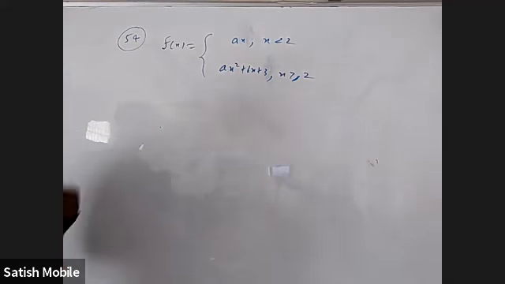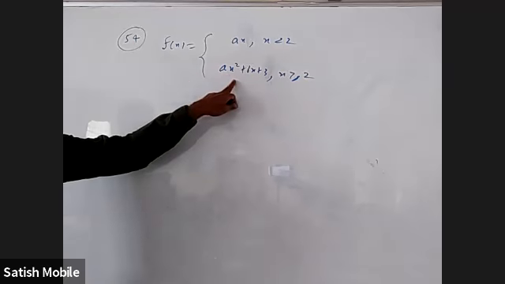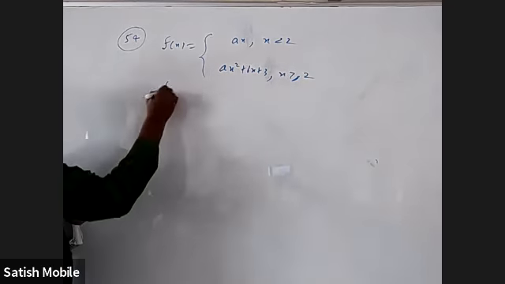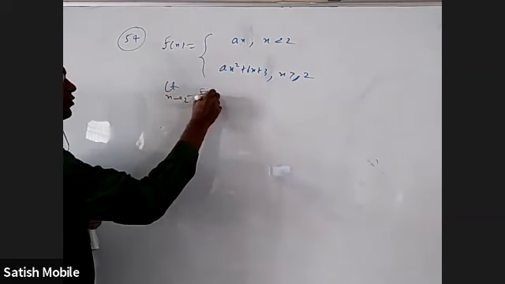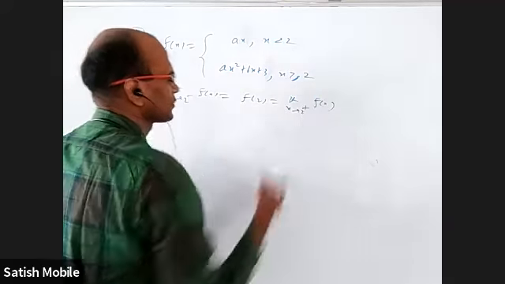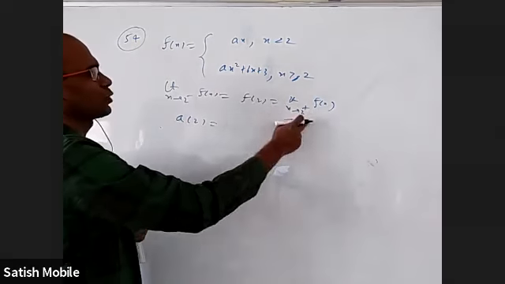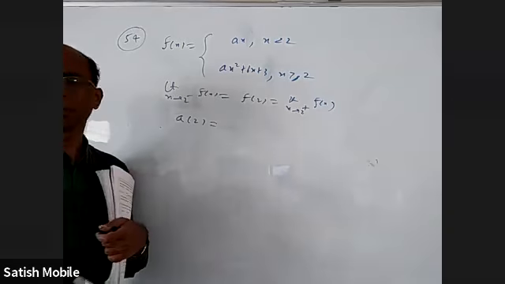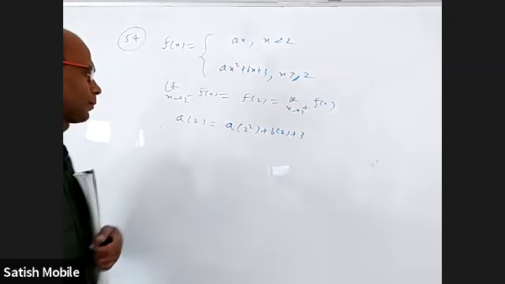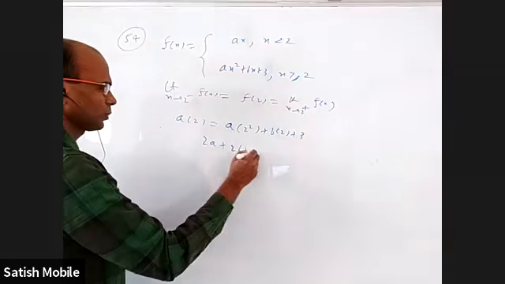For it to be differentiable, if you are using first principle, it's okay. If somebody simply differentiates and puts 2, first of all you should check continuity and then differentiability. So the limit as x tends to 2 minus of f of x should equal f of 2, which equals the limit as x tends to 2 plus of f of x. This is for continuity. Just before 2 it will be a into 2, and at 2 and after, it is a into 2 square plus b into 2 plus 3. When you bring this to one side, you get 2a plus 2b plus 3 equal to 0.